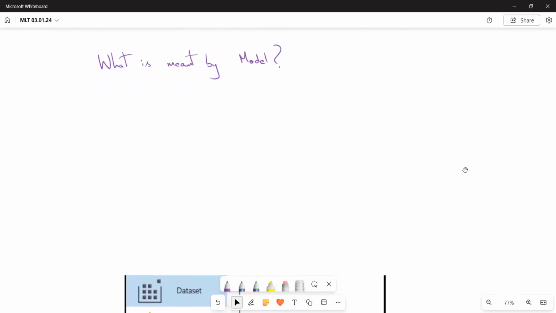As I've asked you, what is meant by a model? What do you think would be a suitable answer? This is not a memorizing phrase, this is just for you to remember. So what is a model? Models are considered the output of algorithms when they are applied to a data set.